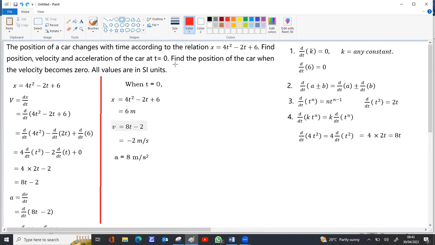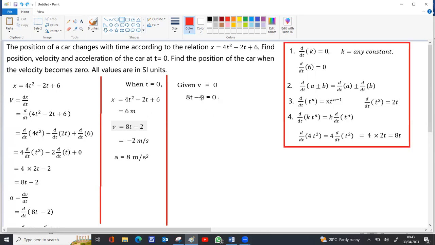Now the second part they're asking: find the position of the car when velocity becomes 0. They gave you velocity as 0. When you substitute velocity 0, you can bring in the velocity formula. The velocity formula is 8t minus 2. When you substitute here, instead of velocity, 8t minus 2 equals 0. Now you can take 2 to the other side and solve for t. So 8 and 2 get cancelled, and t equals 1 by 4 seconds. So you got the time.